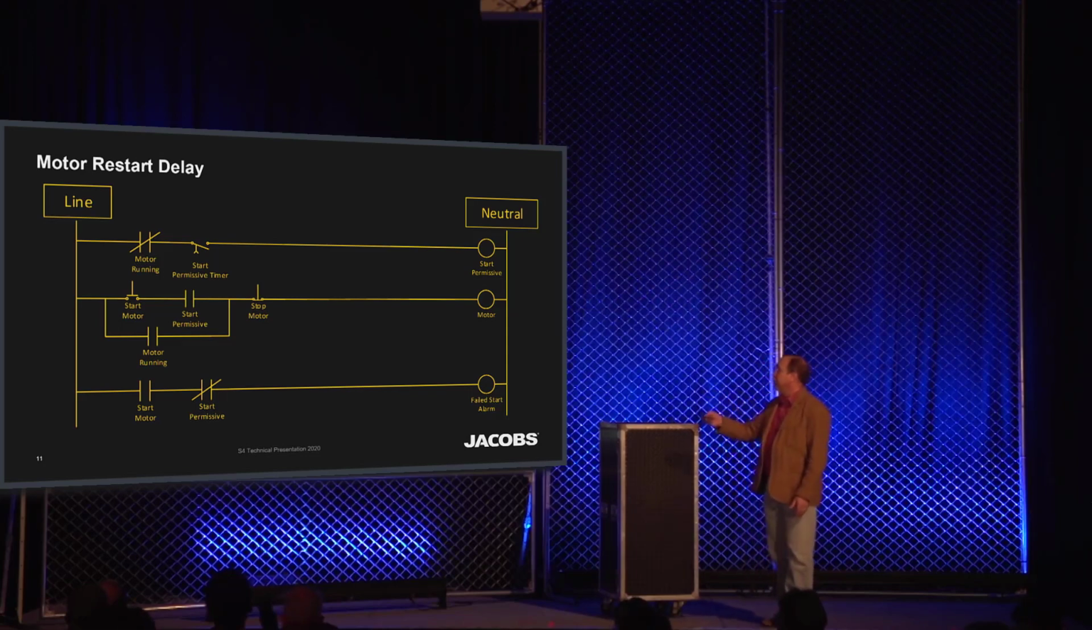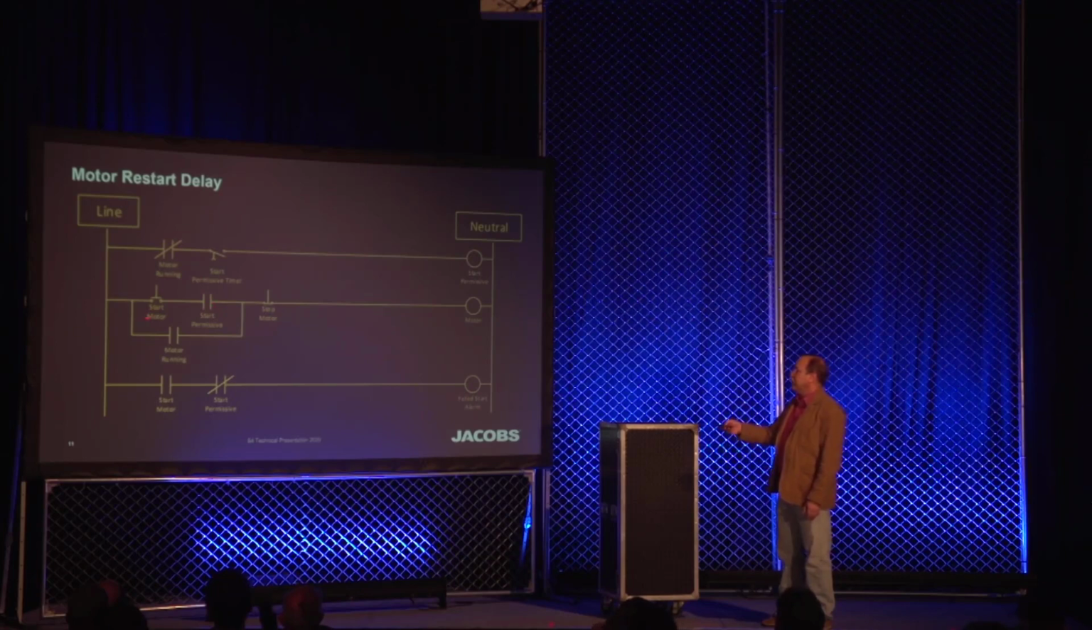This is an oversimplified diagram of what you will see in the motor bucket. You'll notice that over here the start motor has to go through the start permissive. The start permissive is here.